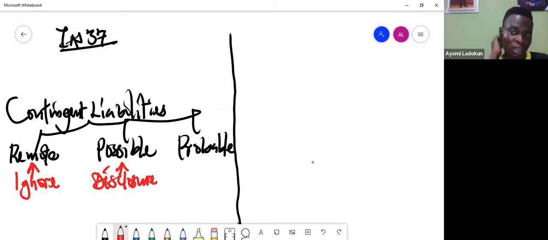If it is possible, the examiner will also tell you that there is a 50% chance that the company will lose or will win. So in that case, it will be disclosed in the account.